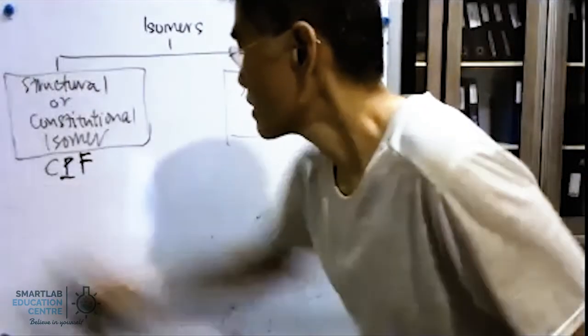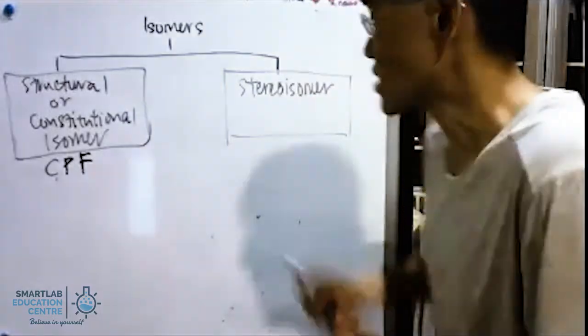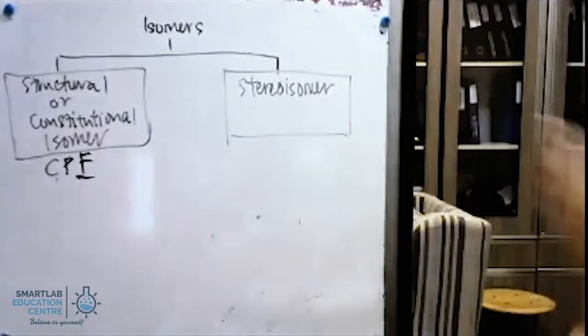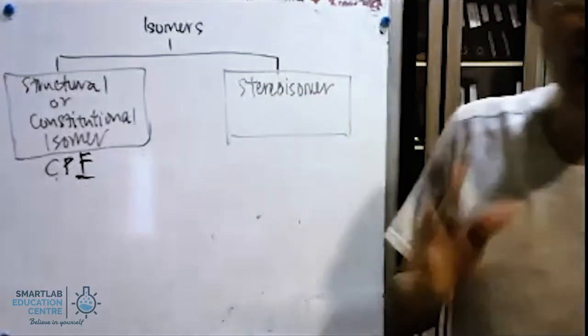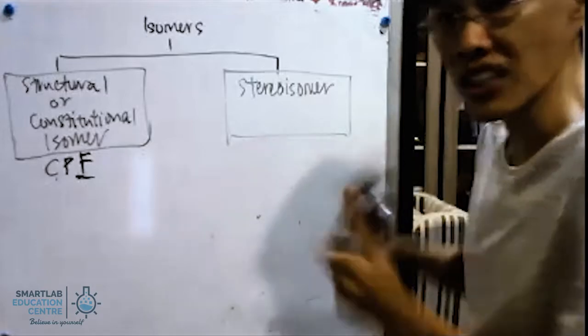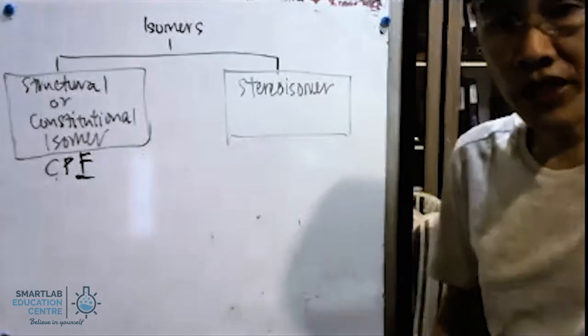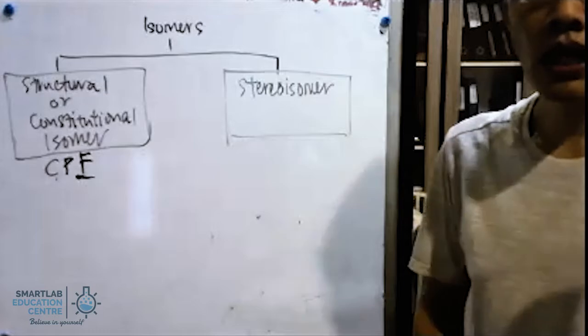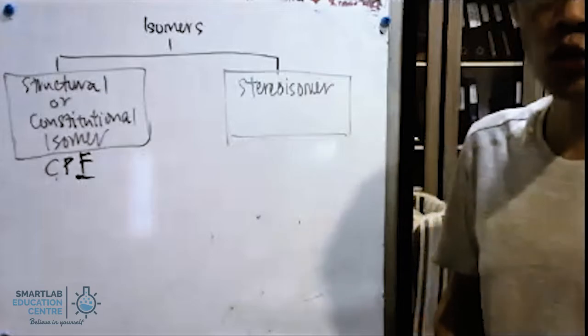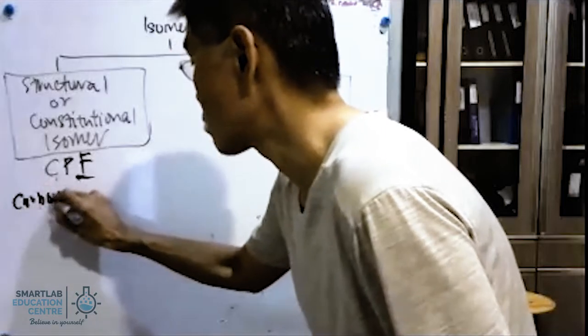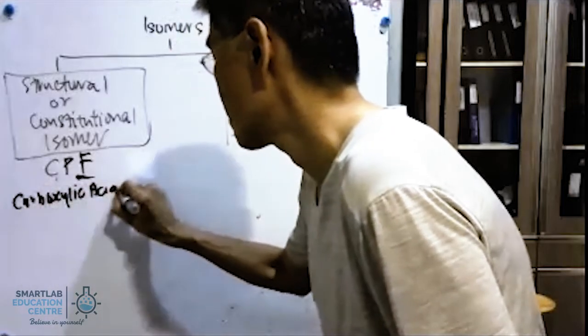Last one is none other than your functional group isomers. Functional group isomers, in total, there are 4 sets that you need to know. All right, so it's going to be a bit crowded here. Let me explain. The first set that you have to pick up, if you have done it in your O level, you will have learned that it's your carboxylic acid and ester. So I start with carboxylic acid and ester.